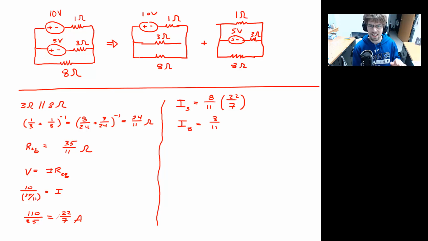So you can kind of get a sense of the path of least resistance. As one branch becomes less and less resistive, more current will flow through that branch, right? So if I were able to crank down the resistance in the 3 ohm branch, you can see that less and less current would go through the 8 ohm resistor.